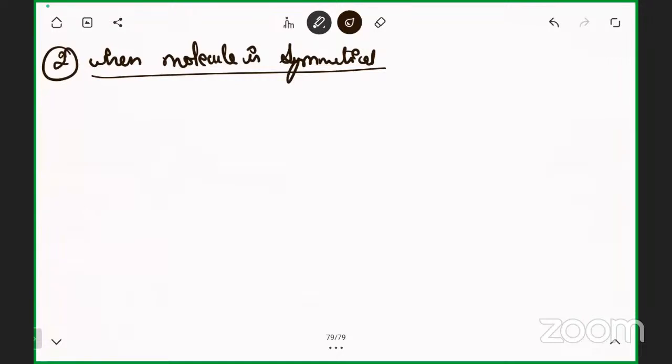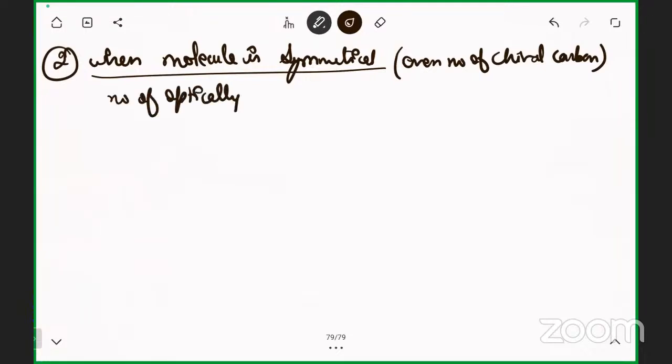And in this condition, the molecule has an even number of asymmetric carbons. It means an even number of chiral carbons, so more than one chiral carbon can be present. So first thing, calculate the number of optically active isomers. It will be A equals 2 to the power n minus 1. When the compound was unsymmetrical it was 2 to the power n, and here we are using A equals 2 to the power n minus 1.